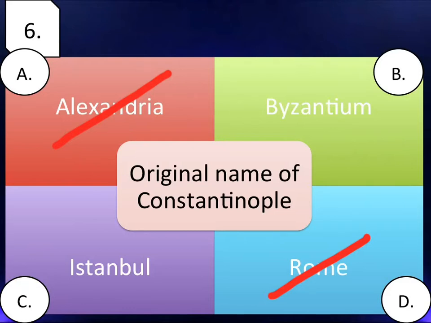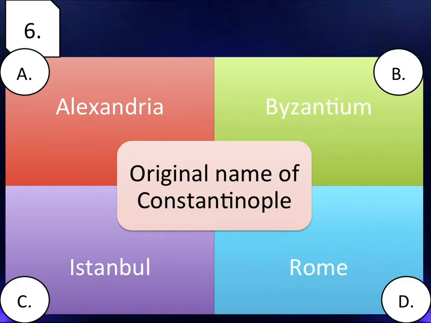And while its current name is Istanbul, the original name of Constantinople was Byzantium. This is where we get the phrase, the Byzantine Empire, that Eastern Roman Empire. This is where its name comes from. It's not called the Constantinople Empire, it's called the Byzantine Empire, because it sort of recognizes where it's from.